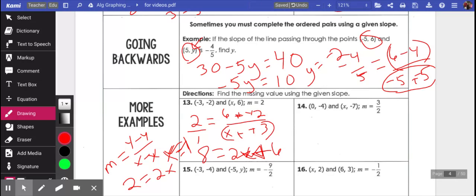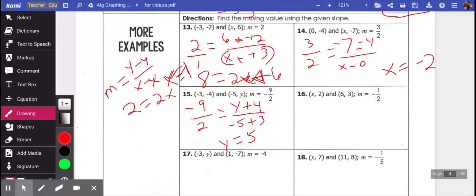Okay, so go ahead and pause it and try the next couple on your own. Try 14 and 15. Okay, 14 should have been -2. 15 would be 5. So I'm going to go ahead and write the rest of them in. So you pause and do them. Make sure you star the ones to ask about if you can't get them.